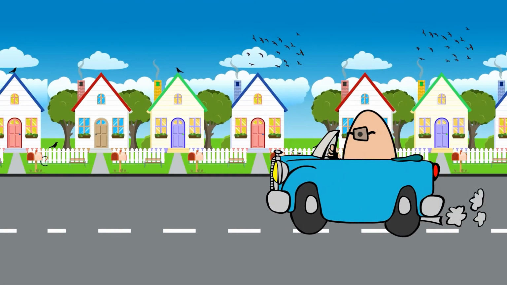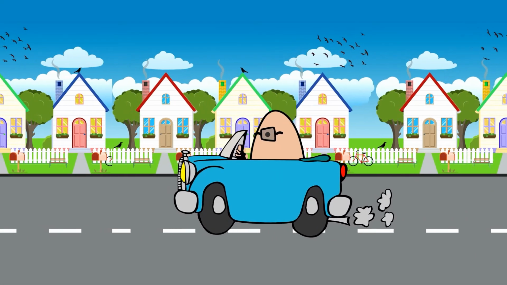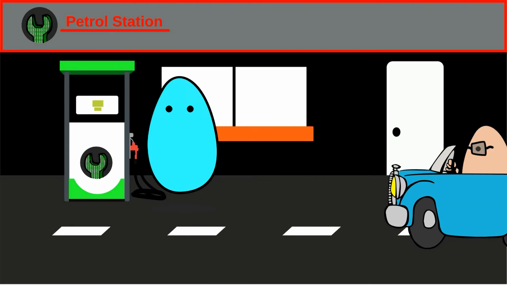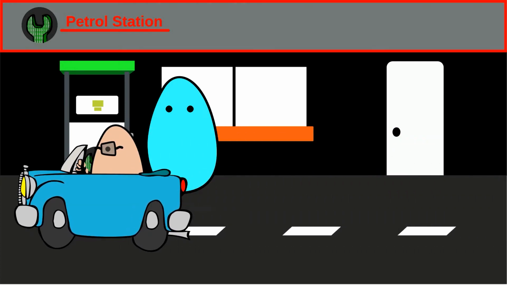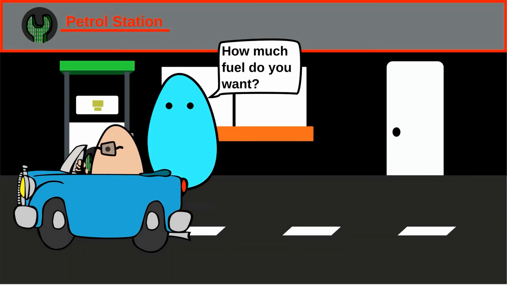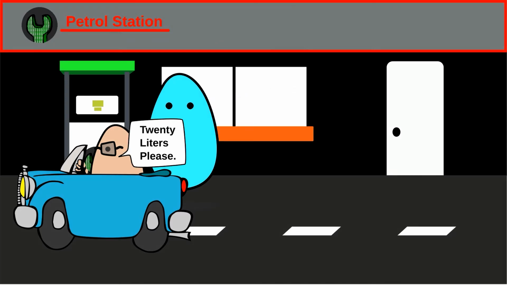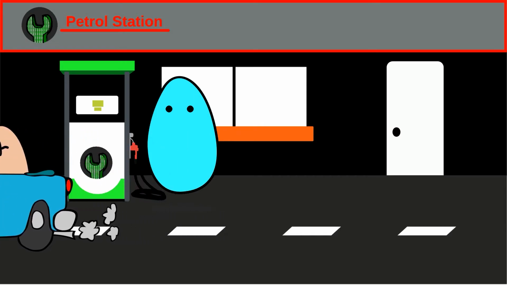Let's give an example. You want to get some fuel. At the fuel station, you are asked, how much fuel do you want? And because you know the quantity of fuel you need, you say 20 liters. This information allows the pump attendant to know how many liters to pour into the tank.